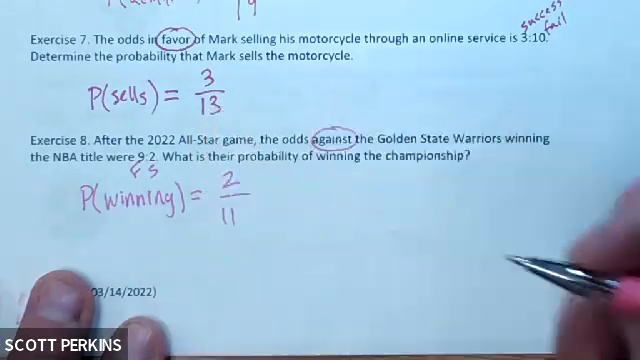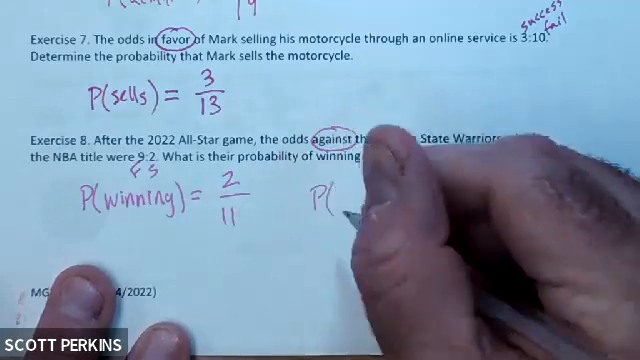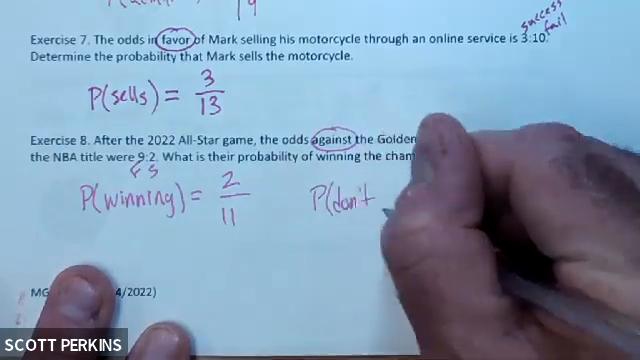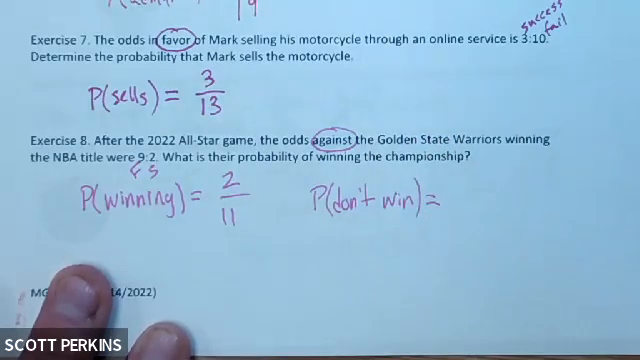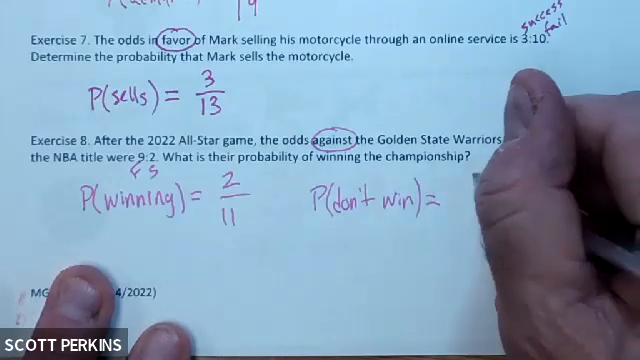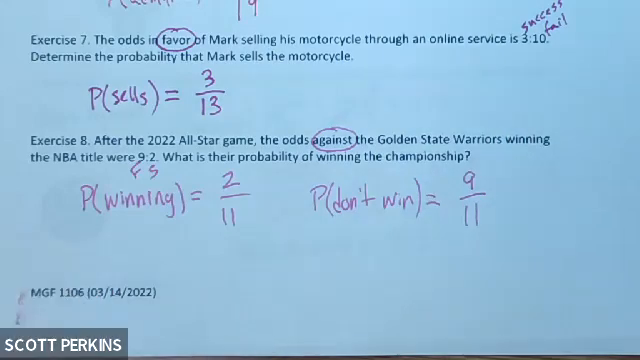11. So just to address this, if my question was, what's the probability they don't win? So what's the probability they fail to win? Well, now the numerator of that is going to be 9 out of the 11 total times. Okay, so odds against are failures to successes. Yes, question in the back.